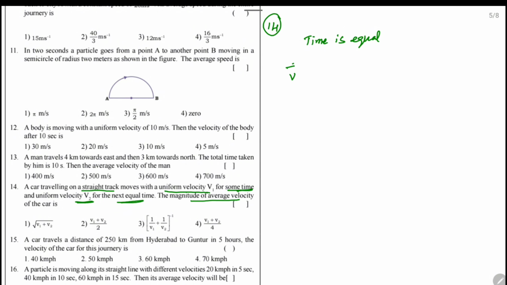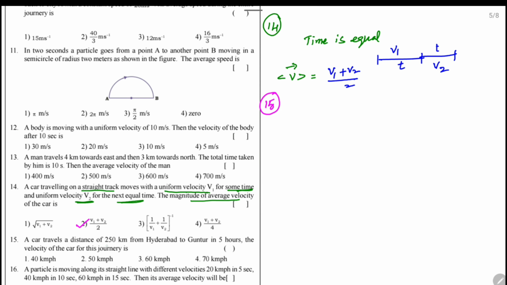So average velocity is what? We have seen a formula for this also, when the time interval is equal. So a body travels from one point to another point with a speed v1, and this to another point with a speed v2, but the time intervals are same here and here. Then the formula is v1 plus v2 by 2. So your option is 2. Very simple. Now question number 15.